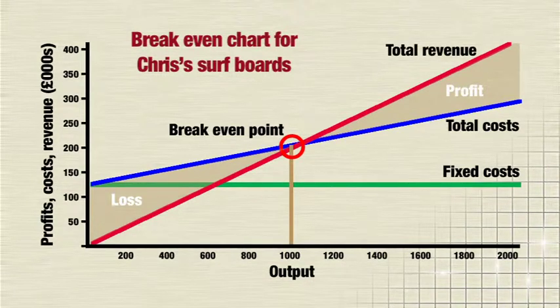If Chris's actual output was 1,200 surfboards, this area would be his margin of safety. In other words, a margin of safety of 200 units. Did all that make sense? Why not rewind and have another look at what I did?